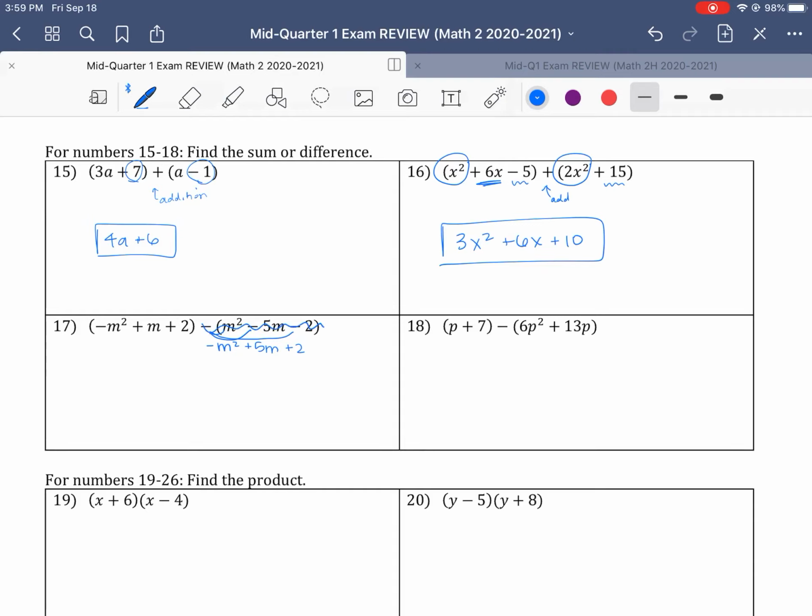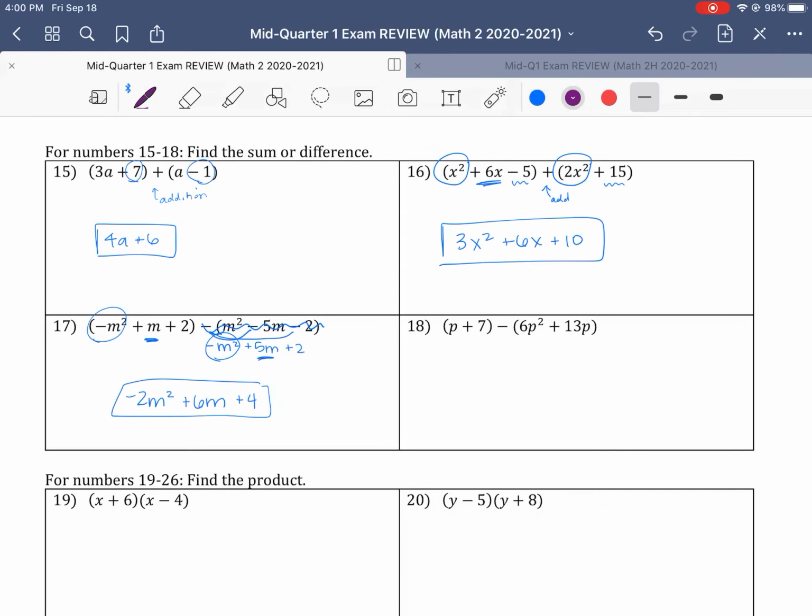So again, we have a negative m squared here and a negative m squared here. That would make negative 2m squared. We have a plus or positive m here, plus 5m more would give us 6m. And then we have 2 on the end there and 2 on the other end, which add together to give us the 4 that would be at the end there. Notice it's in standard form when we finish, which you will be asked to do on your exam.